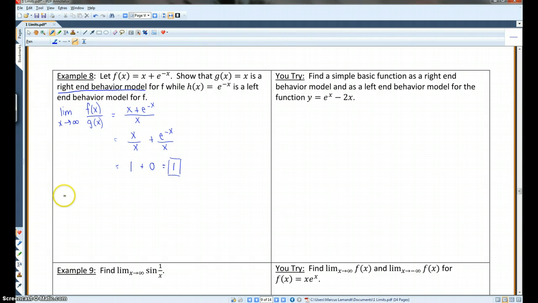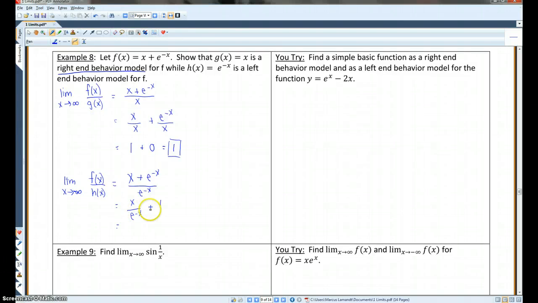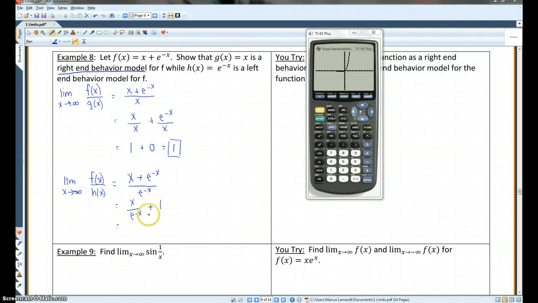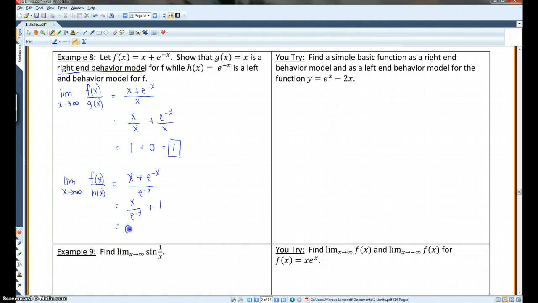Alright, now for the left end behavior model, we will have to find the limit as x approaches negative infinity. And in this case, we're using f of x and h of x instead of g of x. So here we have x plus e to the negative x over e to the negative x. Alright, and once again, I can split this fraction up. If I pull up my calculator, this is actually the graph of x over e to the negative x. And as you can see, as x approaches negative infinity, it is approaching 0. 0 plus 1 equals 1. So this is, in fact, a left end behavior model for f.